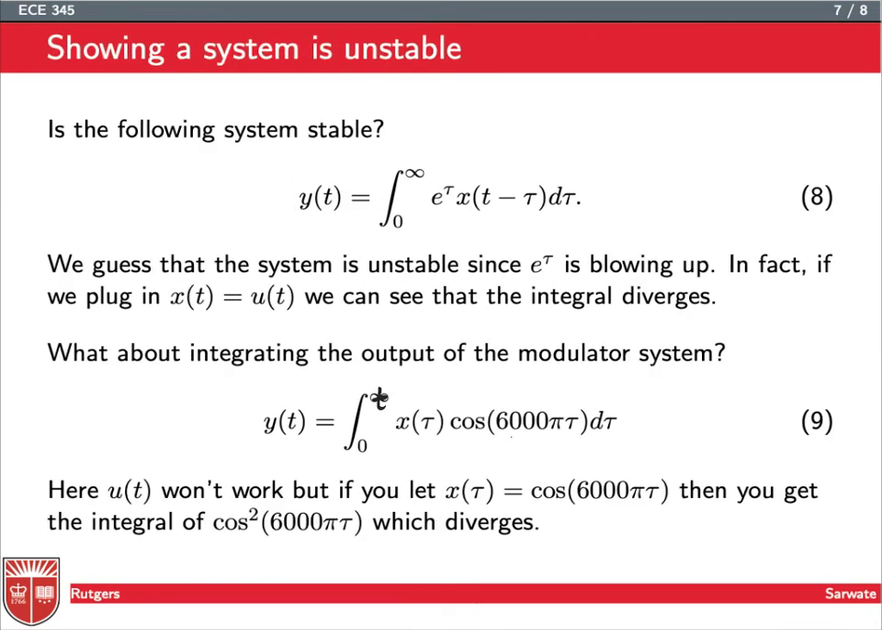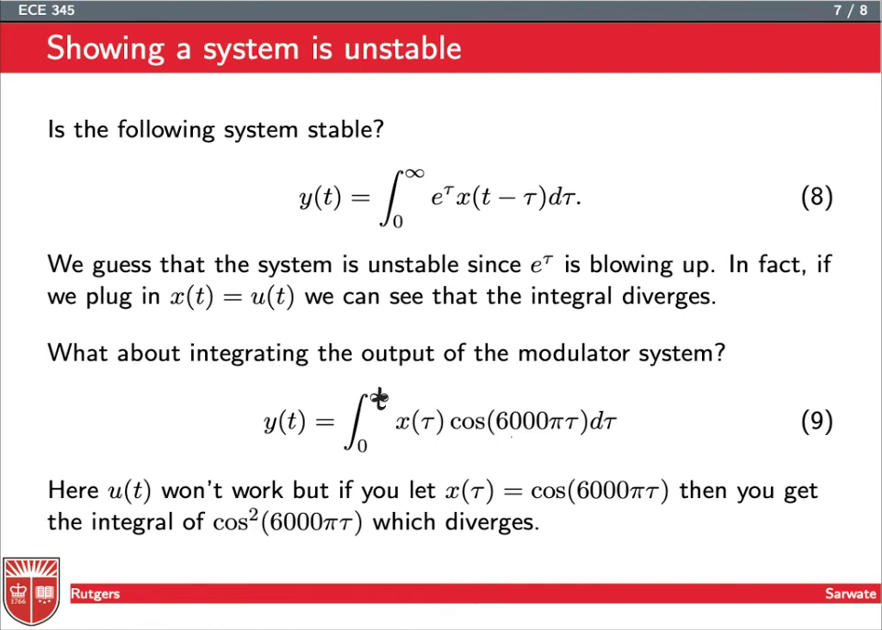Well, let's look at a simpler system if we want to show a system is unstable. Let's look at the system y of t, which is e to the t times the integral of e to the tau times e to the t minus tau d tau. I'm going to guess that this system is unstable since e to the tau is blowing up. What you have to do when you suspect a system is unstable is find an input, usually a pretty simple input, such that the output blows up and the input is still bounded. Here we can just plug in the unit step function and you can see that this integral is going to diverge.